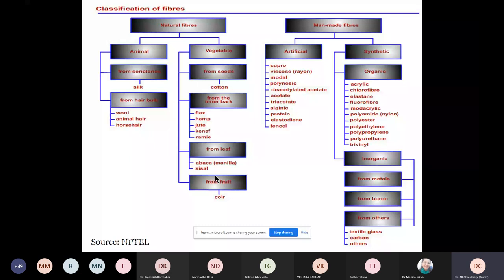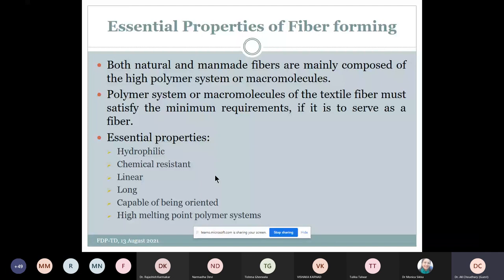So, the essential properties of fiber forming. What are the properties required for an ideal, good fiber in terms of the product? Both natural and man-made fibers are mainly composed of polymer systems or macromolecules. The polymer system or macromolecule of a textile fiber must satisfy minimum requirements if it is to serve as a fiber. So not every polymer will become a fiber. Only a certain range of polymers become fibers, based on the molecular chains and other chemical criteria.